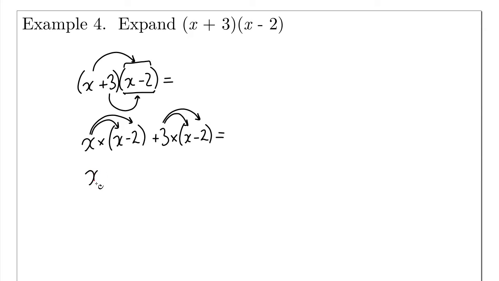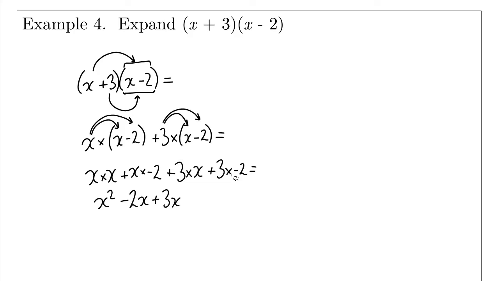X times x, and then we have x multiplied by minus 2. From this term we have 3 multiplied by x and 3 multiplied by minus 2. Now we need to simplify this. X times x is x squared, x times minus 2 is minus 2x, 3 times x is 3x, and 3 times minus 2 is minus 6.